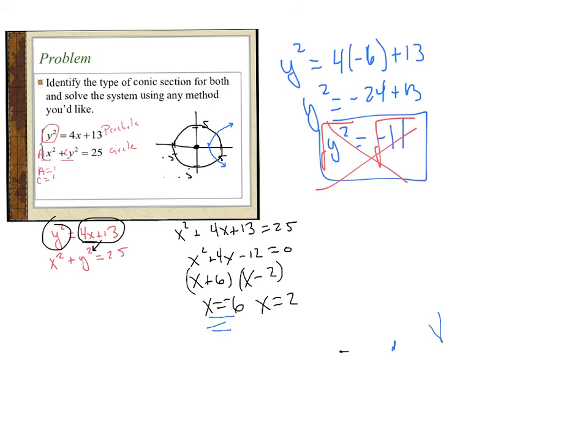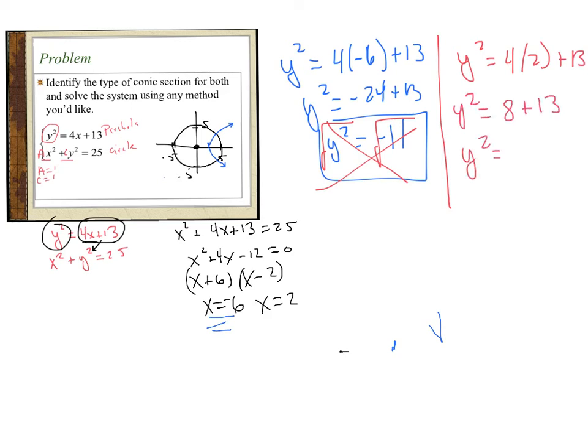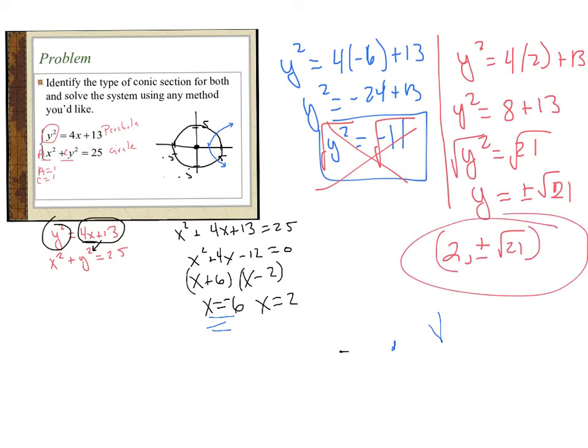So let's do the 2 and see what happens. So when I put in the 2, I get y squared is equal to 8 plus 13. So y squared is equal to 21. Take the square root. That does work, plus or minus root 21. So my 2 points are going to be 2, and to simplify things, I can just put the plus or minus with the root 21. And there we go, that's my solution.